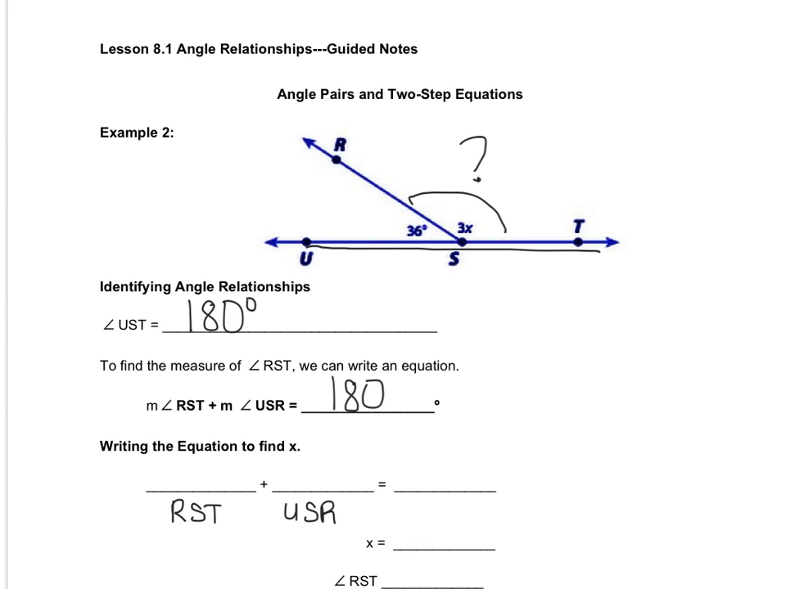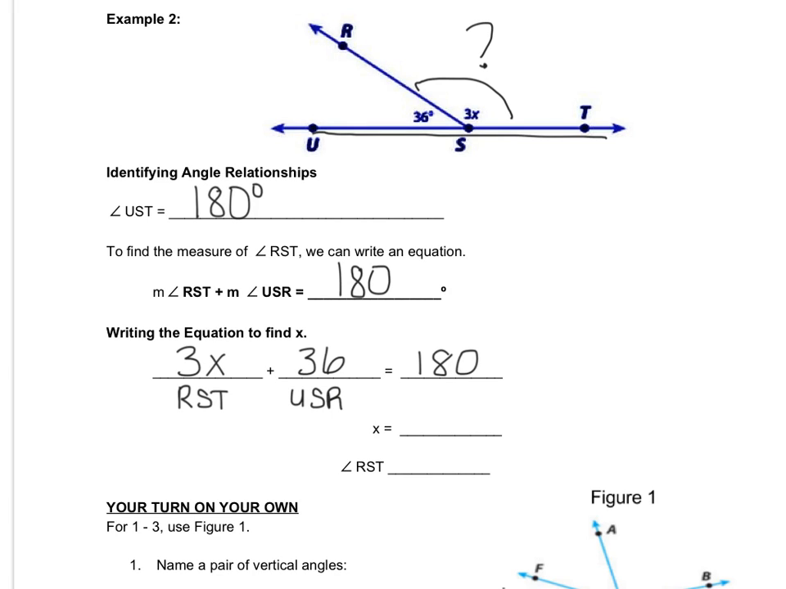So we're going to plug in the information that we do know. So for RST, the information we are given is that it is 3x. And we know that the sum is 180, so we're going to add the measure of RST, 3x, to USR, which is 36. And because it is a straight line, or therefore supplementary angles, it is equal to 180 degrees. So we see here I just have a two-step equation. 3x plus 36 equals 180.